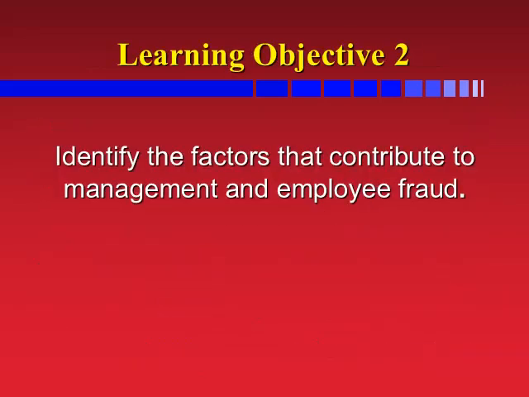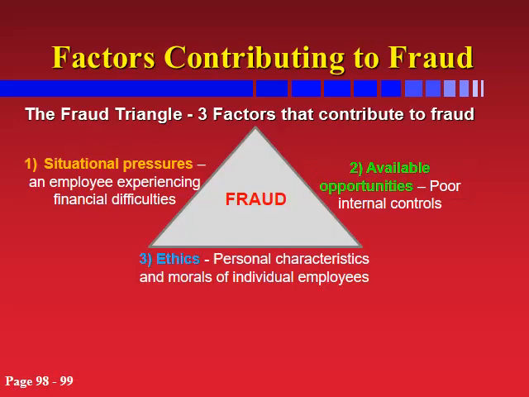Now that we've defined fraud, let's actually look at some factors that contribute to management and employee fraud. There are three main factors that contribute to fraud. We call this the fraud triangle. The first one is your situational pressures, where an employee could actually be experiencing financial difficulties. Second would be available opportunities, where there are poor internal controls and therefore more options to actually perform such a deed. And thirdly, ethics, where the personal characteristics and morals of an individual employee would actually come into play.